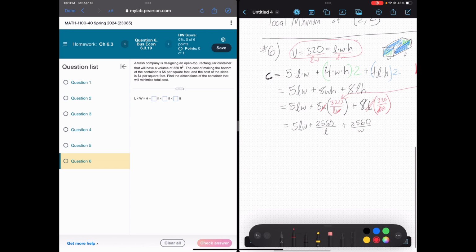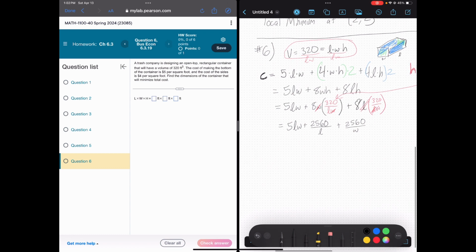So at this point, we can go ahead and start taking partial derivatives. I still have 2 independent variables, which means I'm going to be finding partial derivatives, which makes sense. We're in chapter 6. That's what chapter 6 is all about. If I take the partial in terms of my length, well, in this first term, I treat the 5 and the w as constants. What do I get when I take the derivative of L? I just get 1. So I'm left with 5w.